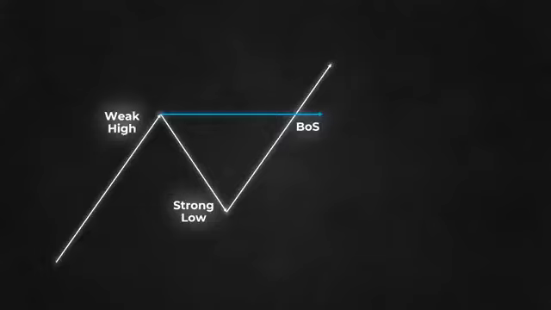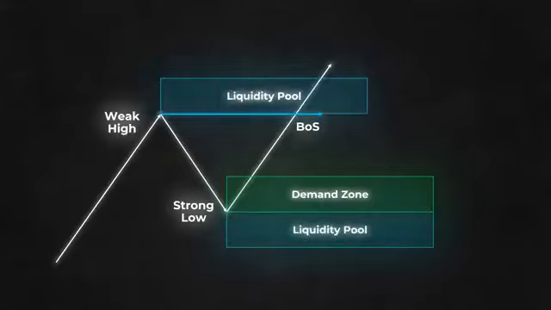In summary, a break of structure leads to the perception of strong highs and lows. This is the most basic and perhaps most important notion of market structure. That also leads to the detection of supply and demand zones. Since we are dealing with an uptrend, the demand zone sits right above the strong low. Right below the strong low and right above the weak high, we have liquidity pools.